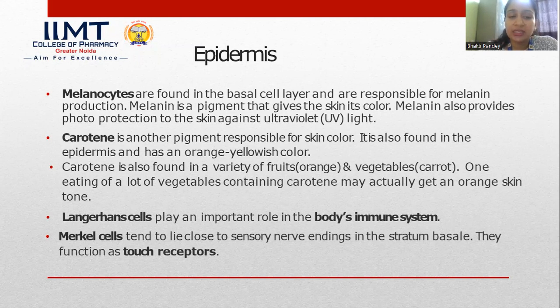Next up is Langerhans cells. These cells play an important role in the body's immune system. They provide immunity. They work as immune cells in our body. So next is Merkel cells. Merkel cells lie close to the sensory nerve endings and in the stratum basale. The basic function of Merkel cells is to act as a touch receptor.